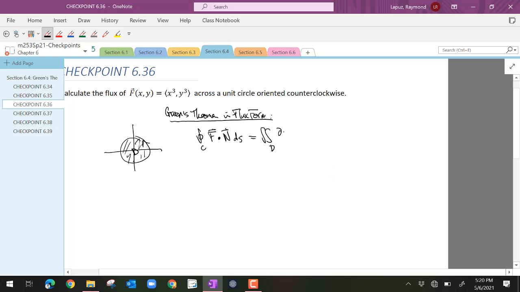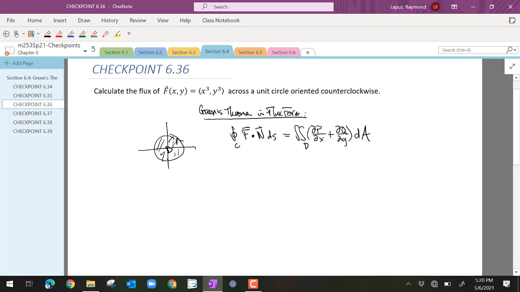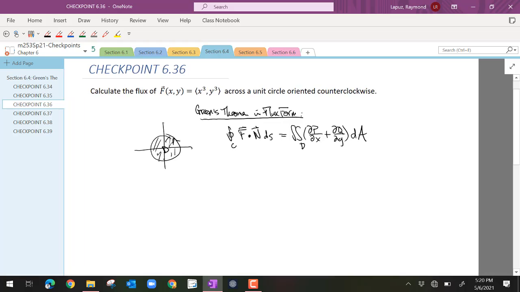And this is going to be the partial of P with respect to x plus the partial of Q with respect to y. So it looks very close to Green's theorem. Green's theorem has a negative, and then the P's and Q's are switched. But again, this is the flux form of Green's theorem. So we'll just go ahead and use that directly. And instead of doing this line integral, we will do a double integral instead.